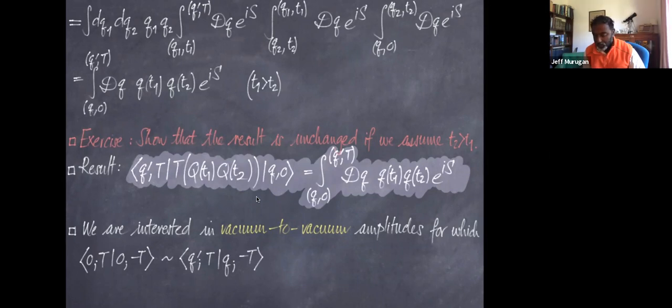So instead of going from 0 to T, I go from 0 to 2T, and then I shift that from minus T to T. And this is what we would have as the path integral, d little q e to the iS, right?